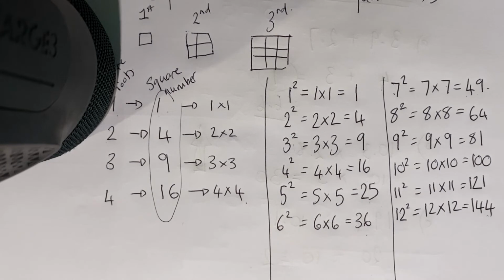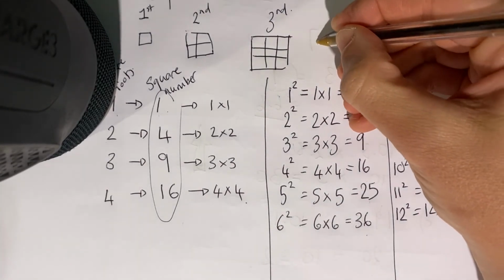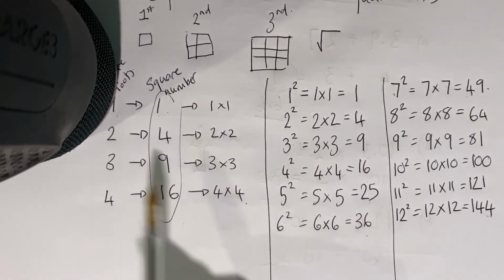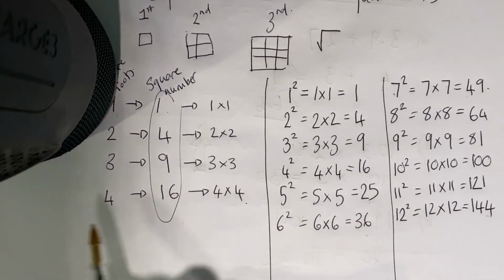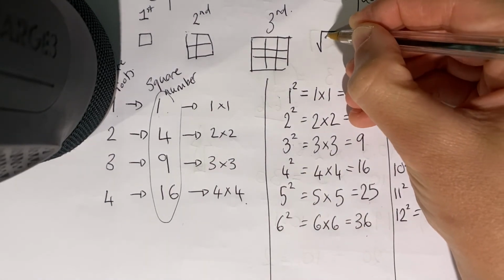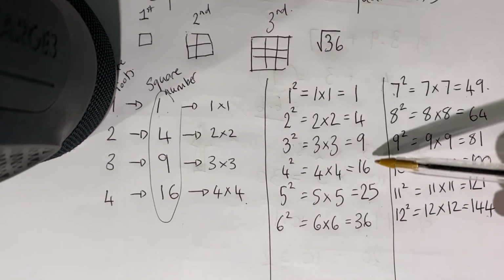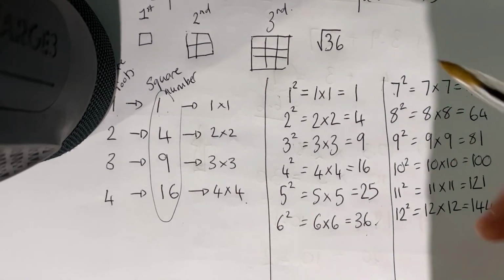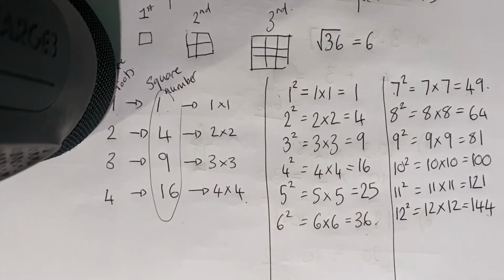Now I want to look at the term square roots. The square root sign is written like this. This is the square root sign. And that is, as we discussed earlier, the number that takes you back to where the square number came from. If I said, what's the square root of 36? We can look down the list. Here's 36. So 36 came from 6 squared. So the square root of 36 is 6.